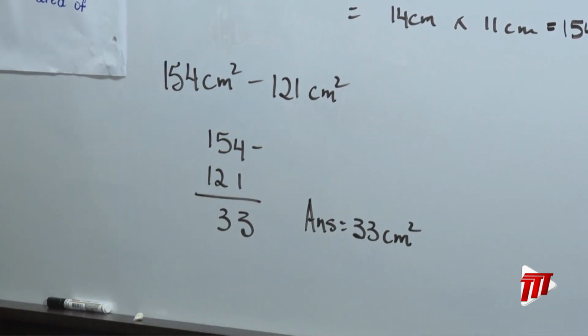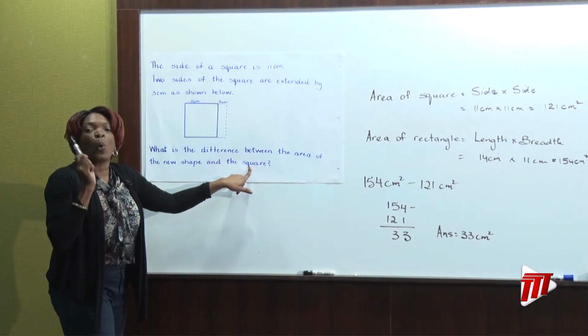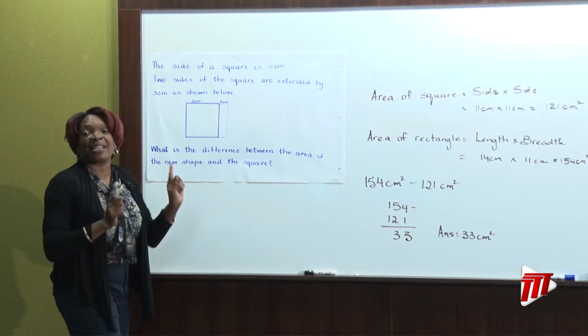Boys and girls, what did we get? We got 33 centimeters squared. Did we answer the question? Let's check back. What is the difference between the area of the new shape and the square? Yes, we did. Always check back and make sure that you answer your question.